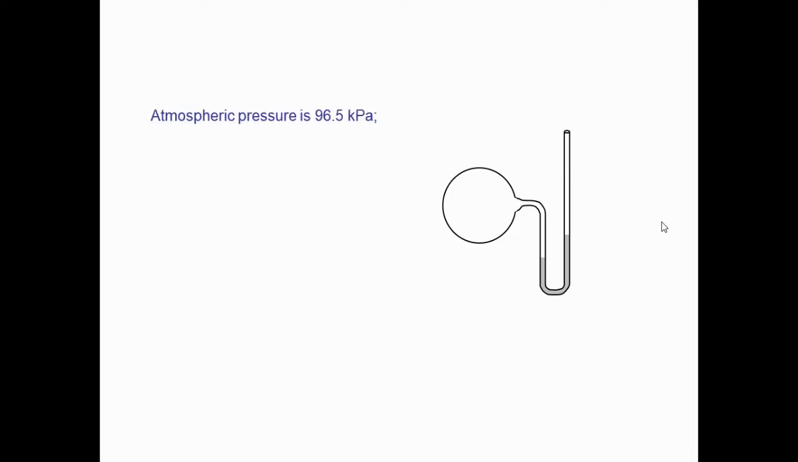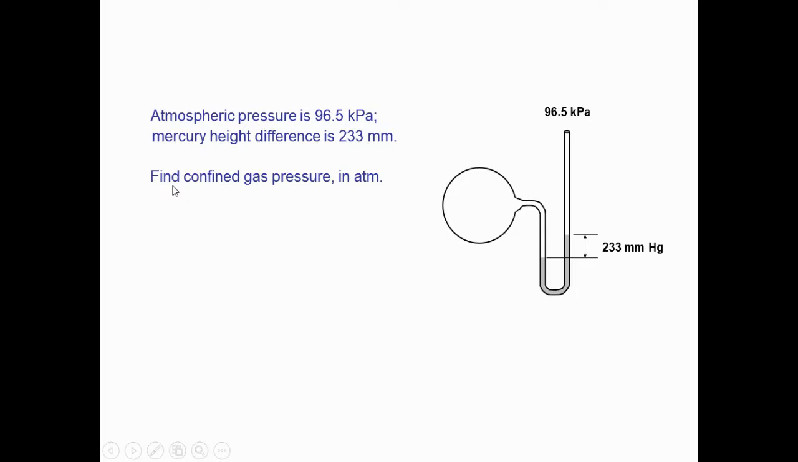So now let's work a problem. The atmospheric pressure is 96.5 kilopascal. Is that inside the bulb or up here? Up here, good. Then we're told the mercury height difference is 233 millimeters. So the height difference between these is 233 millimeters. So next, we want to find the pressure of the confined gas in atmospheres. Now, because the one pressure is in kilopascal and the other height is in millimeters, and yet the final answer is in atmospheres, we need to make sure everything is in units of atmospheres. So I'm going to go ahead and convert those to atmospheres first.